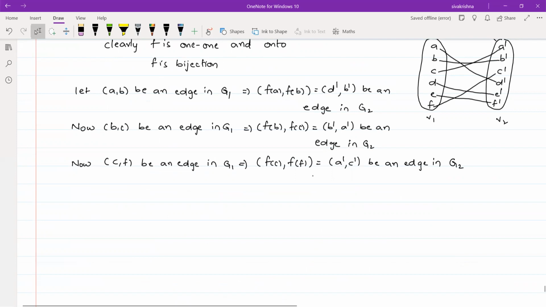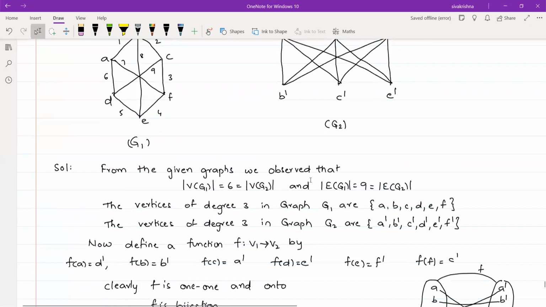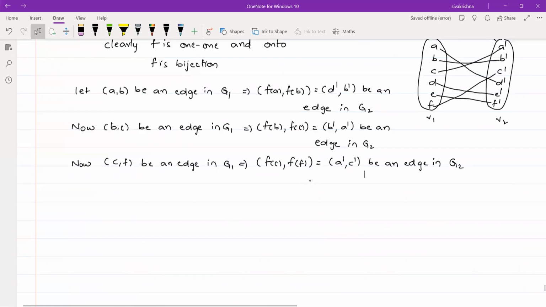Once again, we have to take another edge in graph 1. Now I am selecting the edge FE. It means (F, E) is an edge in graph 1. This implies what we have to check is whether (F(F), F(E)) is an edge in graph 2 or not.